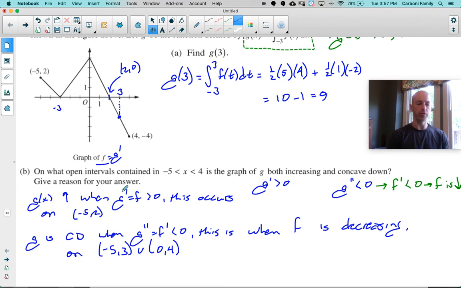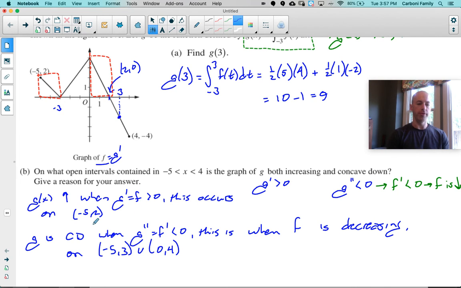And now we are looking for where G is increasing and concave down. So that's going to be the intersection of these intervals. And so we're looking for where F is positive, so that's above the x-axis, and decreasing at the same time. So the places where F is positive and decreasing are these windows right here.